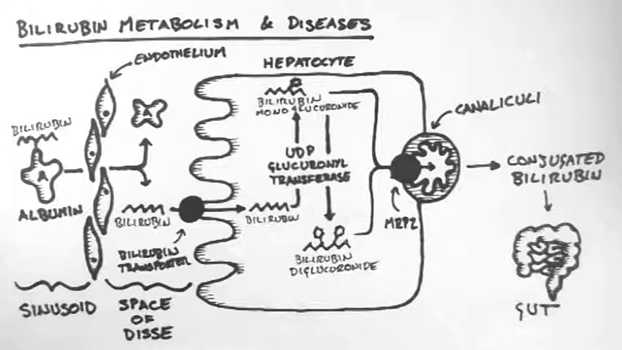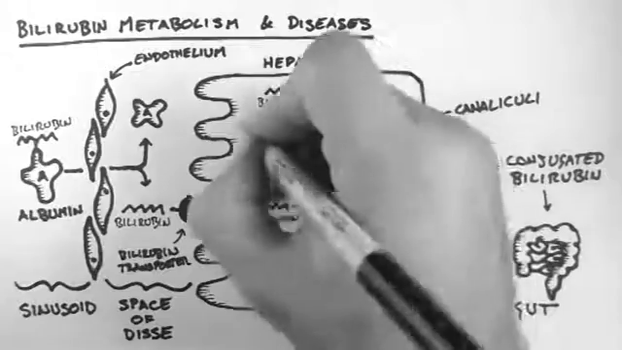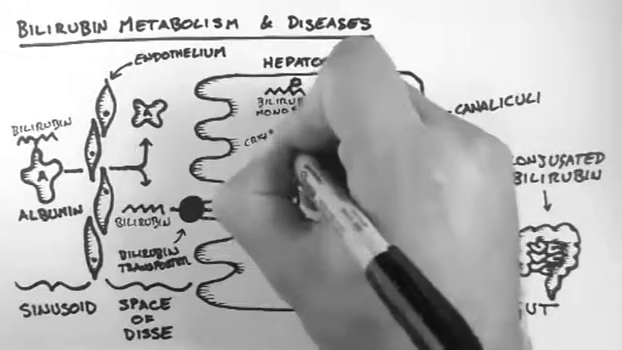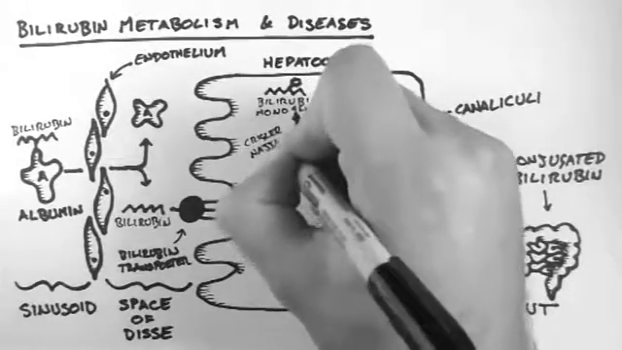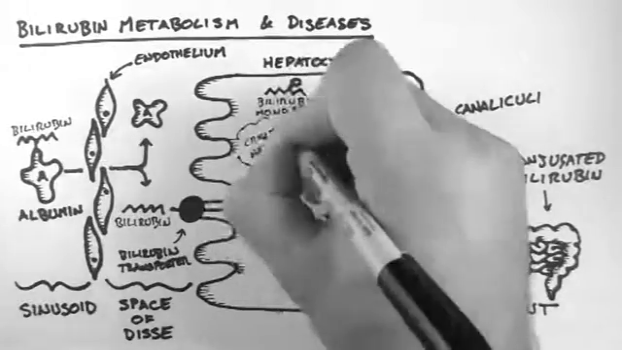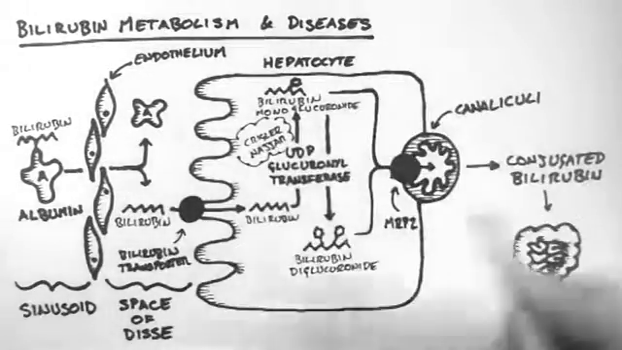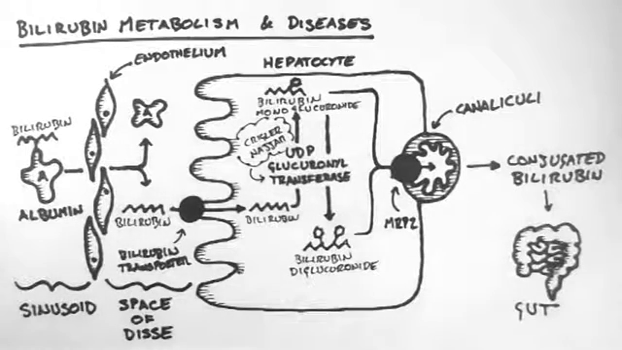Now I want to talk about the hereditary diseases associated with failure of metabolism. The first is a particularly nasty and rare disease called Crigler-Najjar syndrome. This is the result of a lack or major deficiency in UDP glucuronyl transferase. This causes a buildup of unconjugated bilirubin in the blood, which is toxic to the brain and which causes encephalopathy in newborns with this condition.